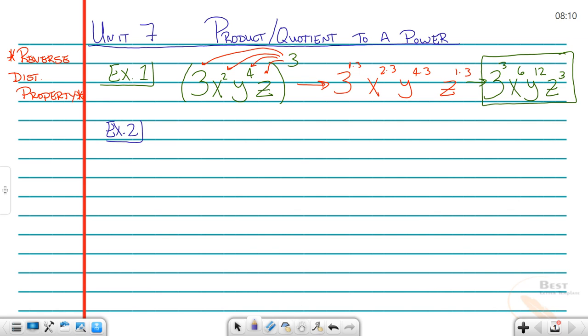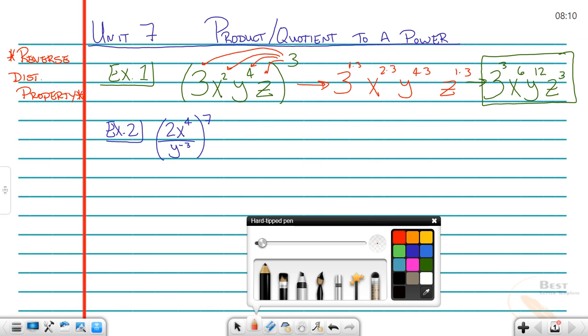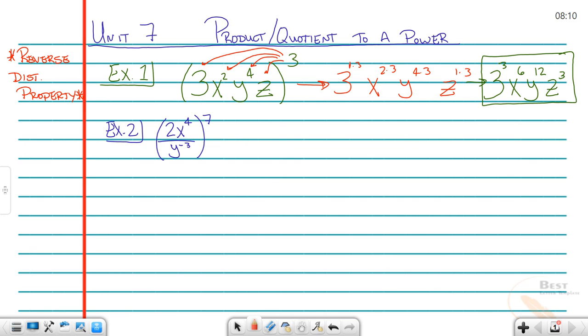Let's look at a division. Let's say we have 2 x to the 4th over y to the -3rd, raised to the 7th power. So with division, it's the same thing. What can be confusing about division is this 2x to the fourth. Viewing that as one thing, but it's 2 times x to the fourth.